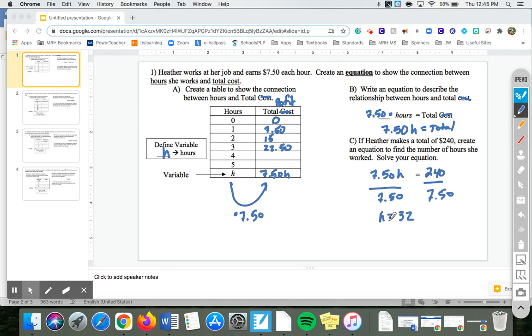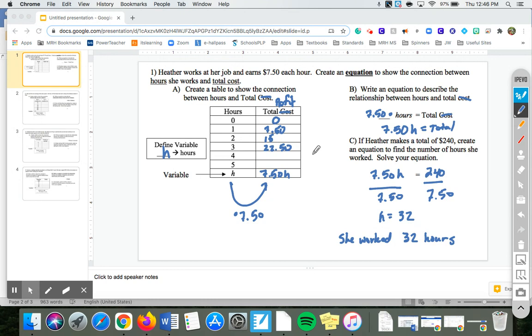But H here means something, okay? We can go back to what we defined the variable as. H is the number of hours. So it means that she worked 32 hours to make $240. So that is representing a situation that is a one-step equation, with an equation.